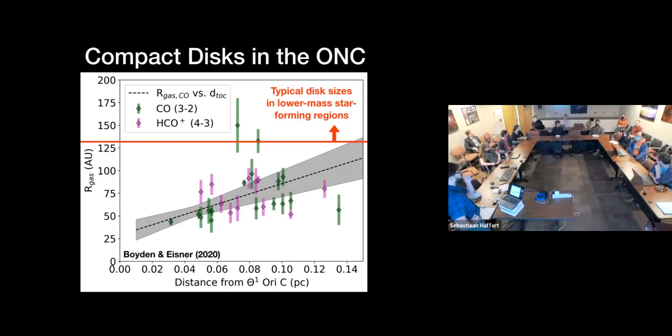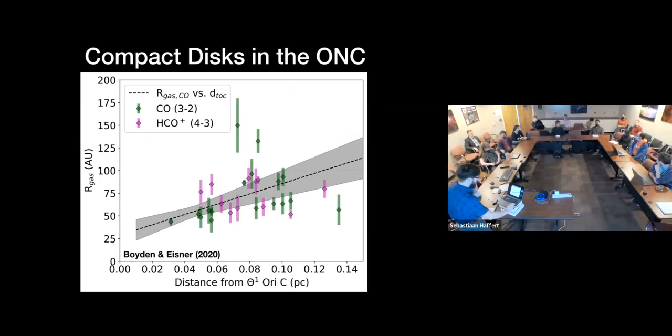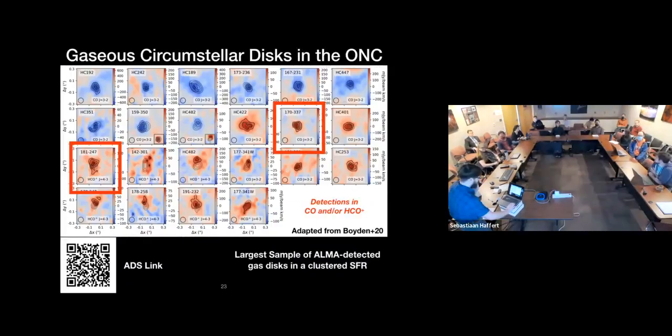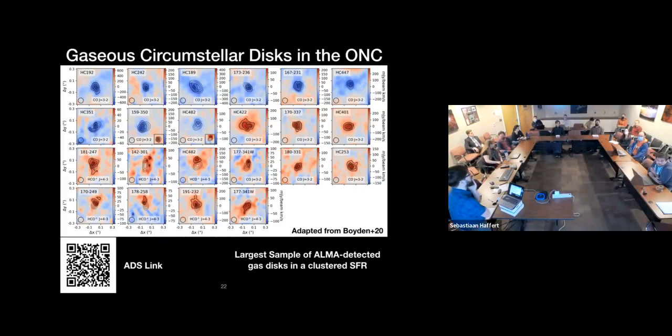So for these disks you studied in the ONC, do you see the dust structures, or is it more like one disk is like a big sofa? Do we see substructures in these disks? Yes. So at our spatial resolution, which is about 40 AU, we don't see substructures.